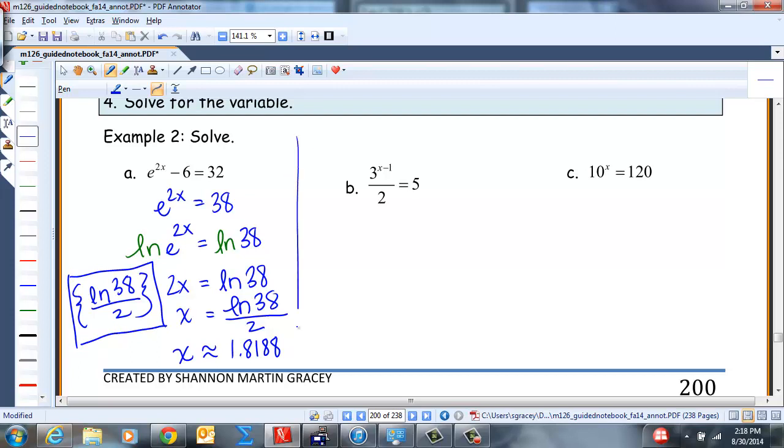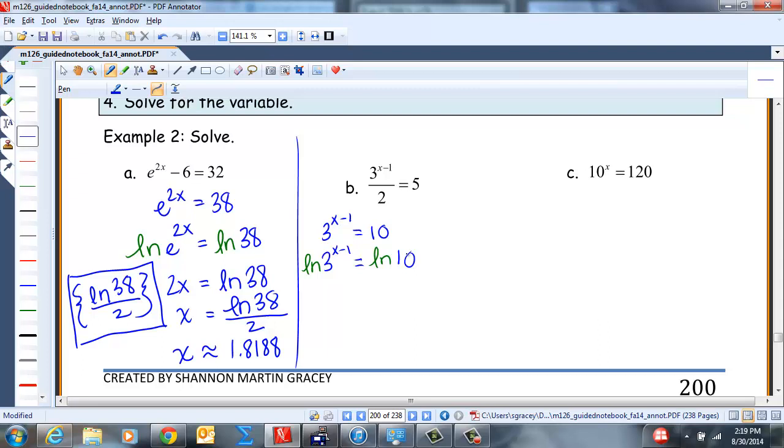Okay, next up we've got, again, a single exponential. If I multiply both sides by 2, I would get 3 raised to the x minus 1 is 10. Now, which kind of log should I use? Good, I should use the natural log because I have a base of 3 on the exponential, and so I do not have a base of 10. It was a little tricky, right, because there was a 10 on the other side.